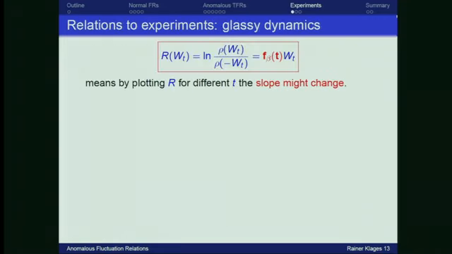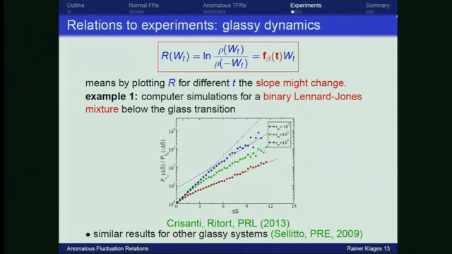Okay, relations to experiments. What people usually do in experiments is they plot the fluctuation ratio, so the logarithm of this fraction, and then if you get simply a line, linear in W, the work, then you're happy. If this line has slope 1, then you have the normal fluctuation relation. But as you have seen before, in our case, we may get all kinds of time dependencies here as a prefactor. So the slope might change. And in fact, exactly this has been observed in quite some computer simulations recently.